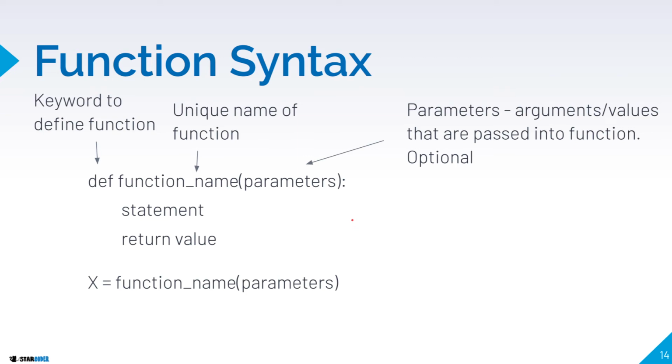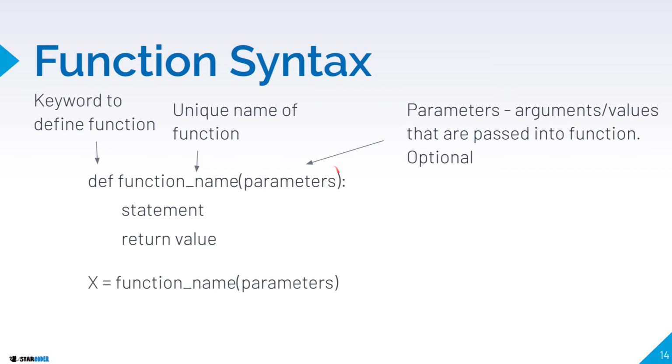The main syntax of a function can be split into two parts. So we have the starting statement, which is define, def. We use the word def. It's always this keyword. And then we put the function name. And this has to be unique. It's just like naming a variable.